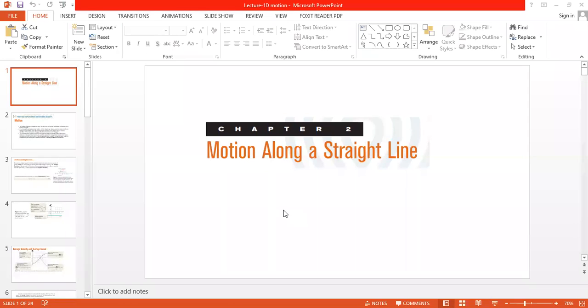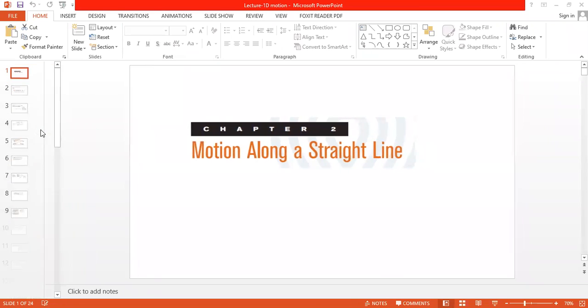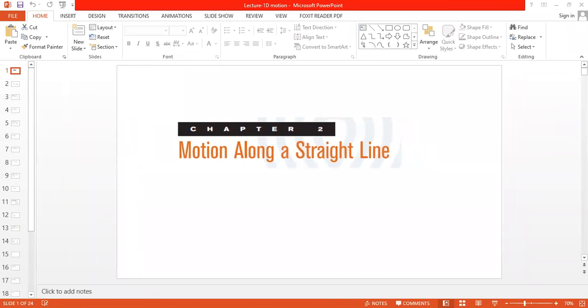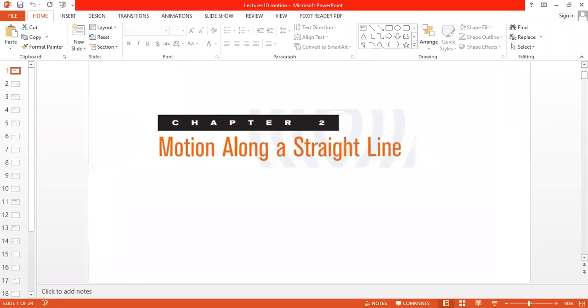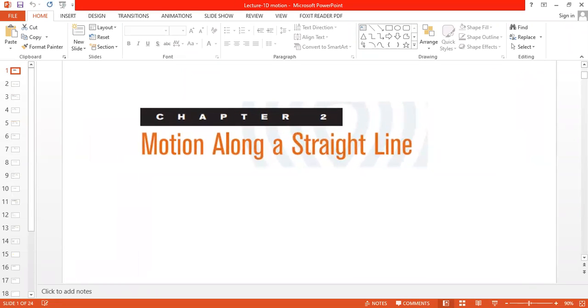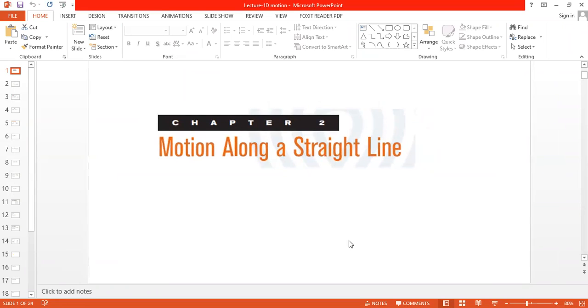So today we are going to study motion along a straight line. Okay, what we will study is motion along a straight line. Motion along a straight line is oftentimes called one-dimensional motion. So let's start our lecture.